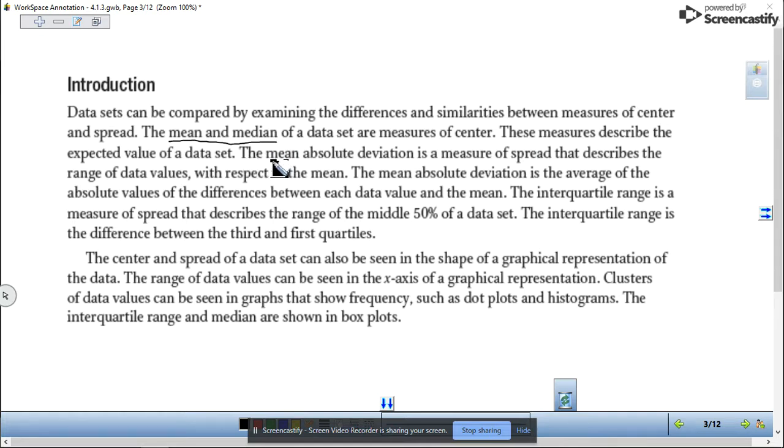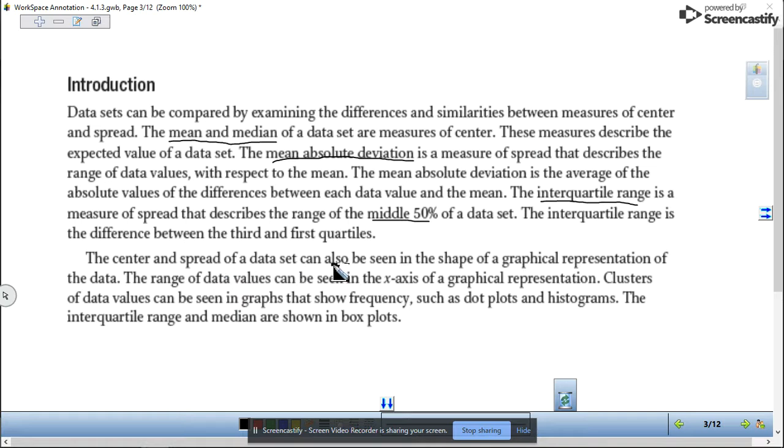The mean absolute deviation is a measure of spread that describes the range of the data set with respect to the mean. The mean absolute deviation is the average of the absolute values. We found out how to find that. The IQR is a measure of spread that describes the range of the middle 50% of the data set. The IQR is the difference between the third and first quartiles.